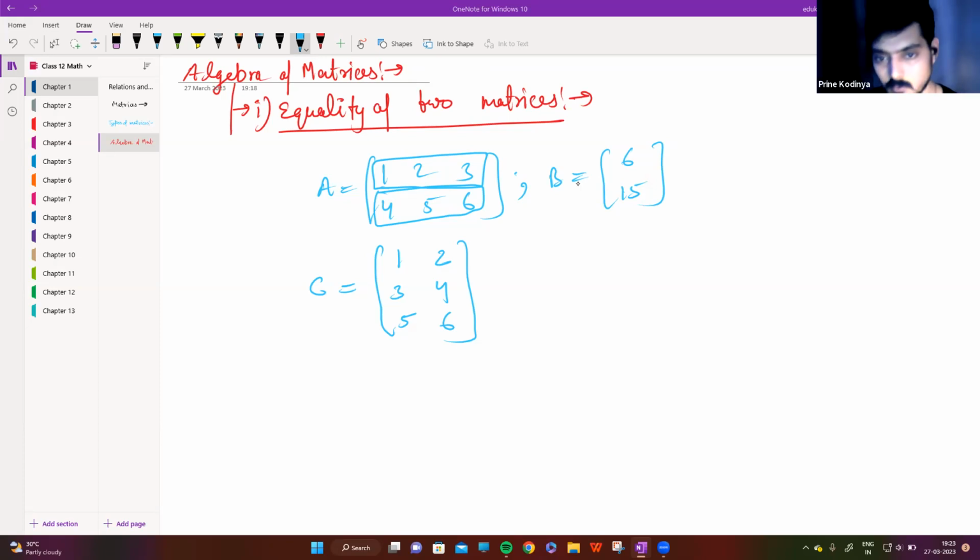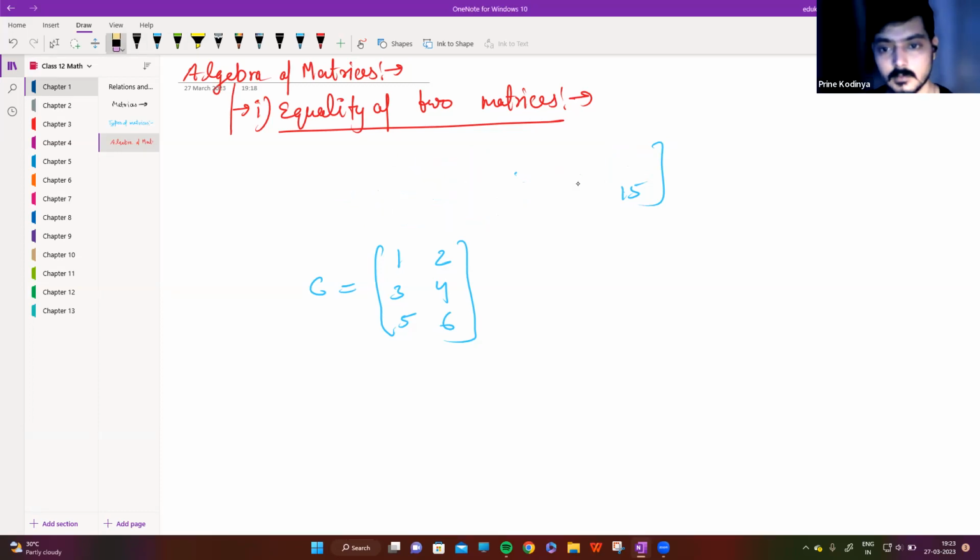Right now, this row has 3 elements and this row has only 2 elements. So if we talk about equality of two matrices, first thing first, the order of the two matrices must be equal. At least they should look the same. If their structure is not the same, how can they be equal? If their structure is the same, then we will think about whether they are equal or not.